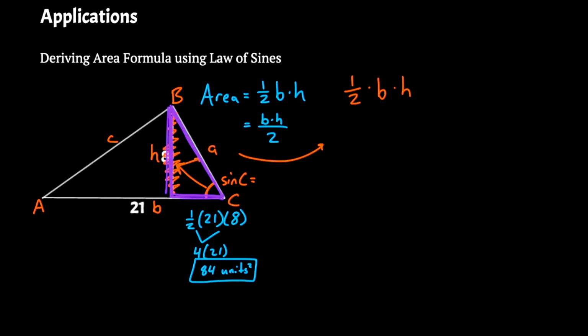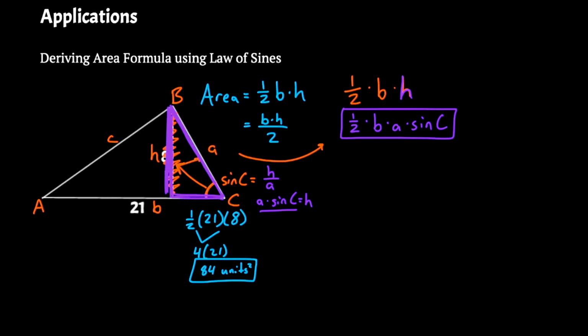So even though I don't know this height, I'm still going to just write this as sine of c is h over a. And then if I just multiply this a over to the left side, I would have a times the sine of c equals h. So again, I don't know what this h value is, but I do know the side length a, and I do know the angle c. So then I can take this h here and just replace it with a times the sine of c. And that's really all there is to it, because now we have a formula for area using just these two side lengths b and a, and some angle c.